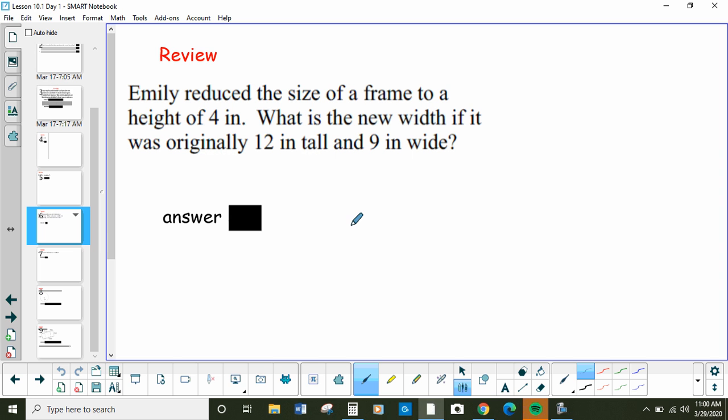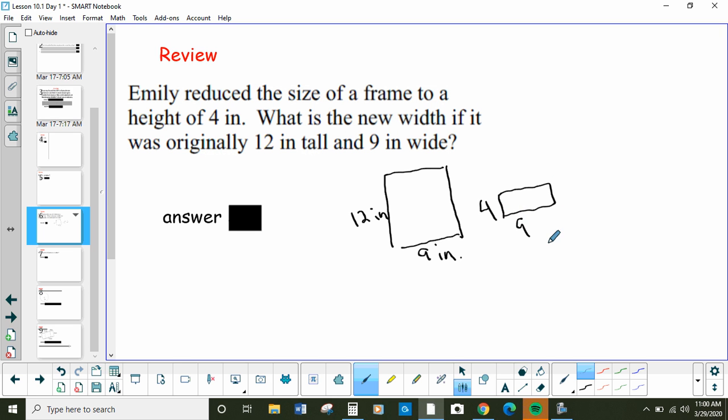All right, so Emily reduces the size of a frame. So its height went down to 4 inches. So we have a frame. In other words, think of it as a rectangle, right? We have a rectangle, and it's 12 inches by 9 inches. It says she reduced the height to 4 inches.